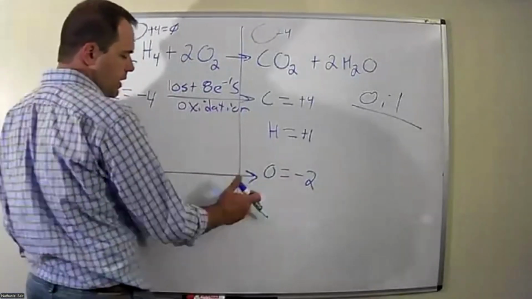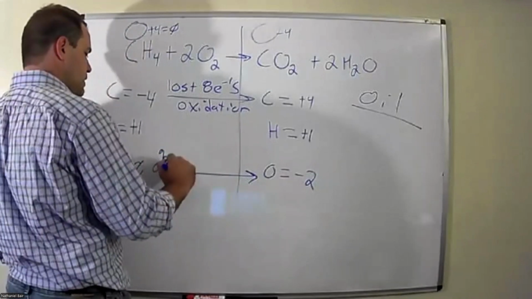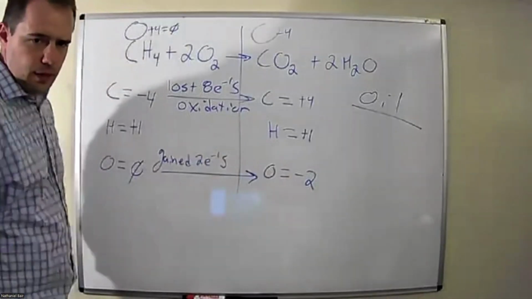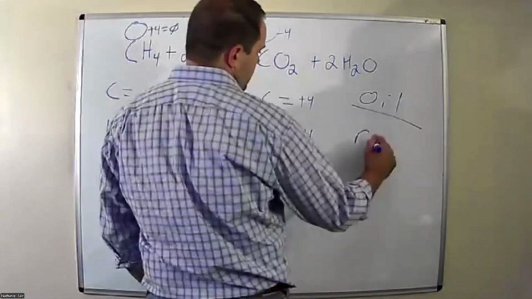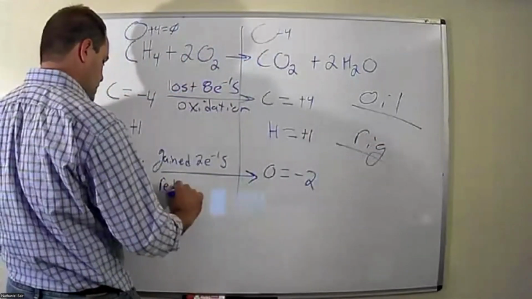Take a look at what happened to the oxygen. Oxygen goes from 0 to minus 2. Each oxygen has gained 2 electrons. Gaining electrons is reduction. So this is reduction.